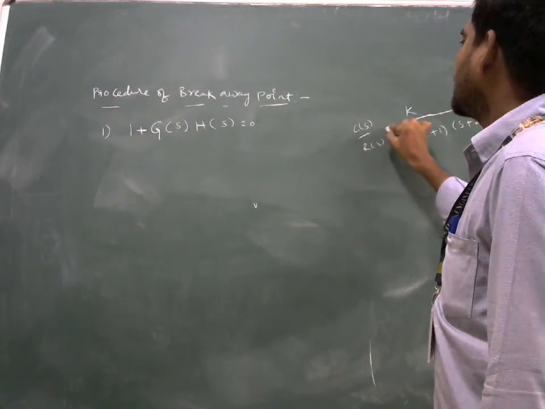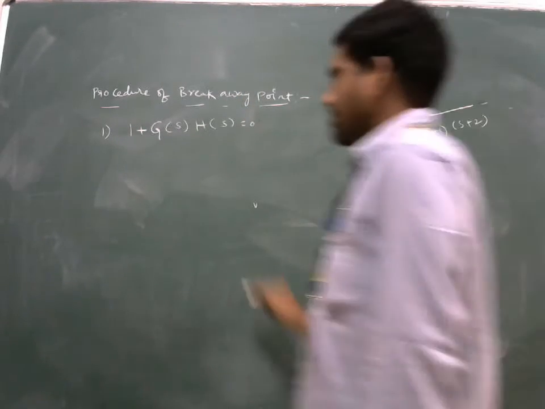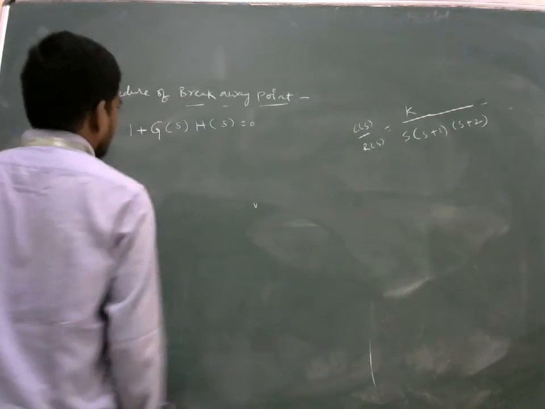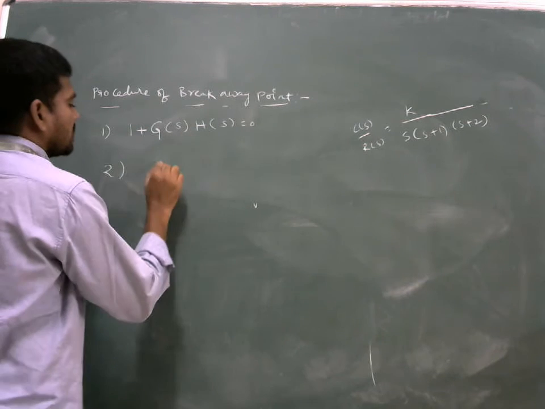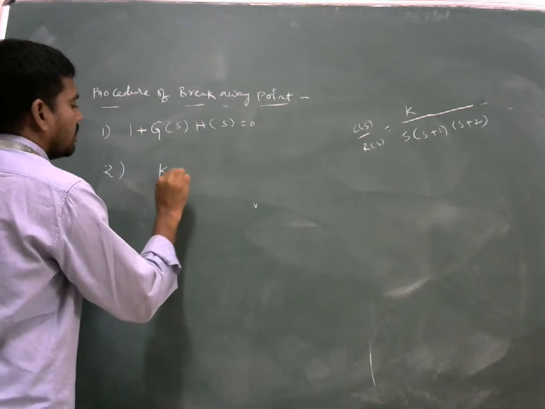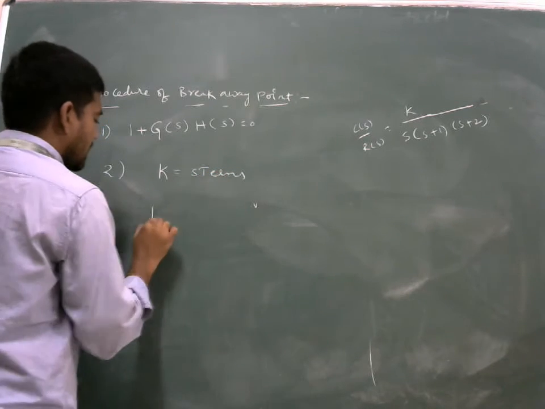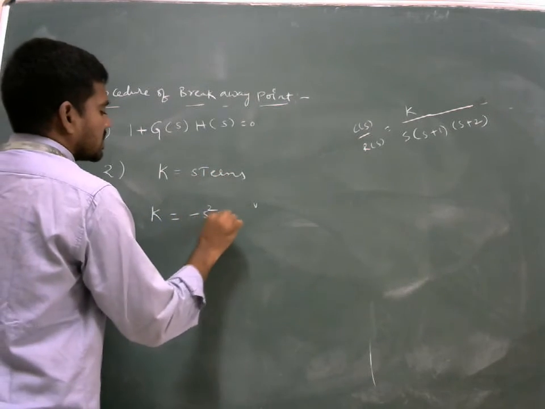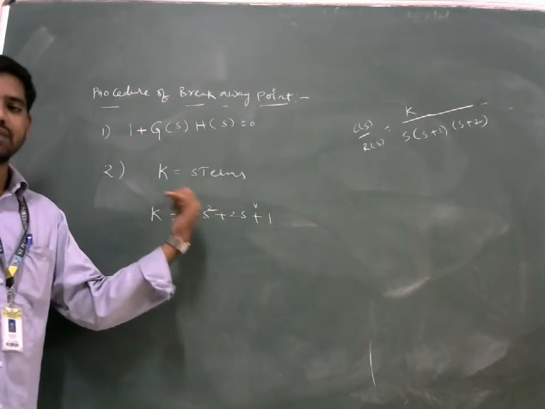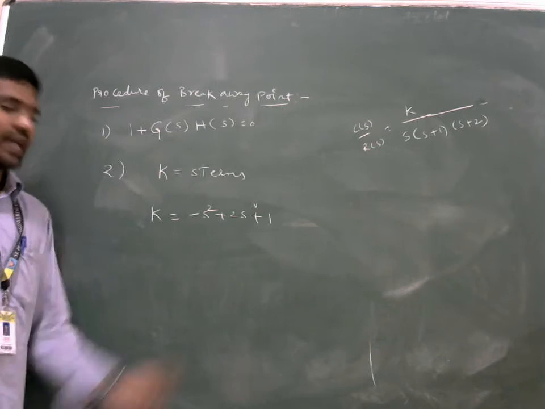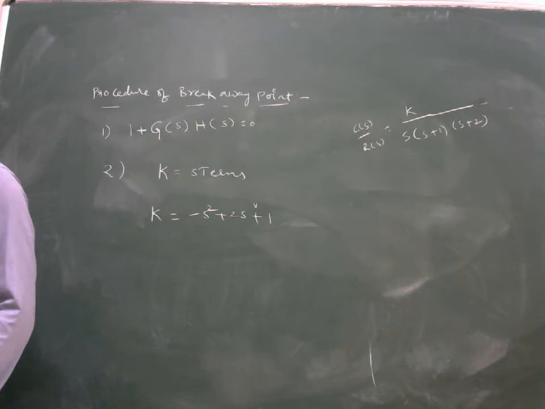From this you need to find 1 plus G(s) H(s). Whenever you are finding 1 plus G(s) H(s) equal to 0, it may consist of some s terms. So you need to write K as, for example, minus s square plus 2s plus 1. That means you need to separate the K terms from the s terms. K terms you write on one side and s terms on the other side.